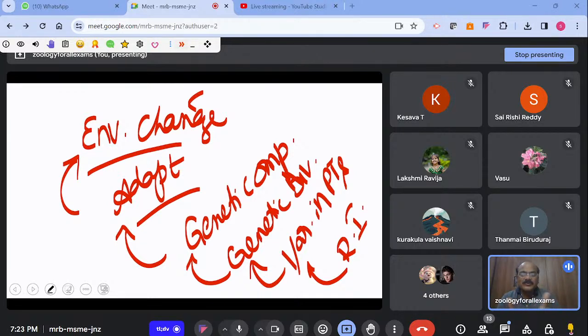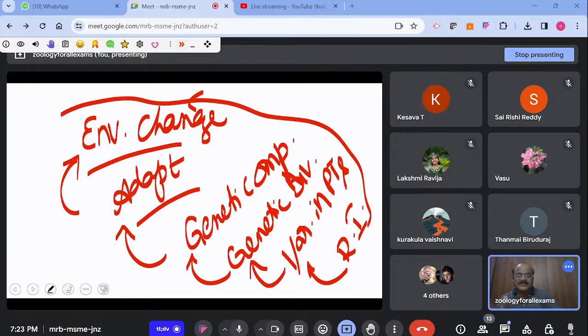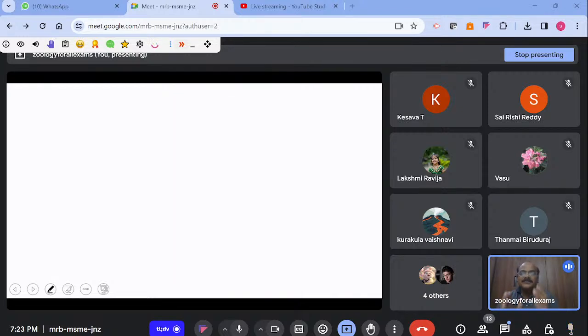Whatever I have told you, you may not be able to understand all these aspects, isn't it? So let me clear this in a simple and better way. Before going to this, I would like to ask you one question. How do you define a species? Anyone can tell me.